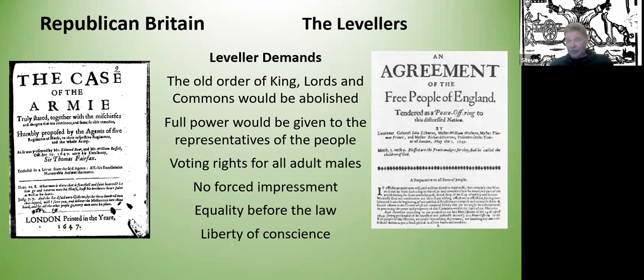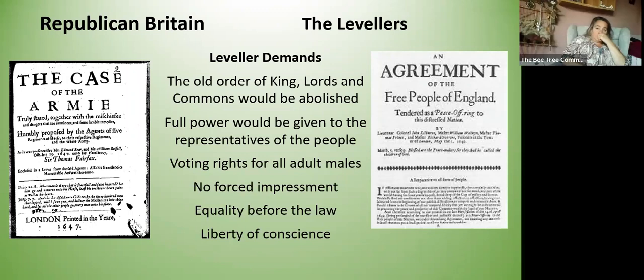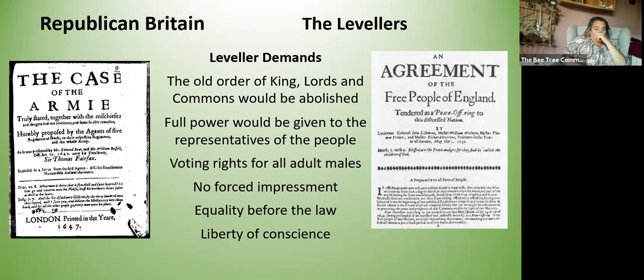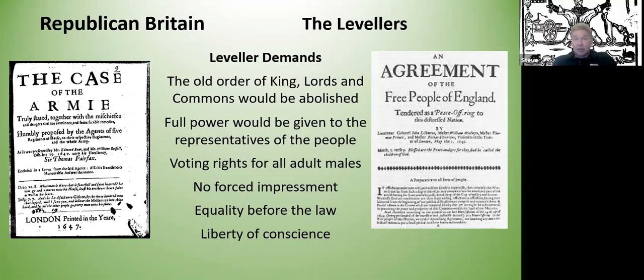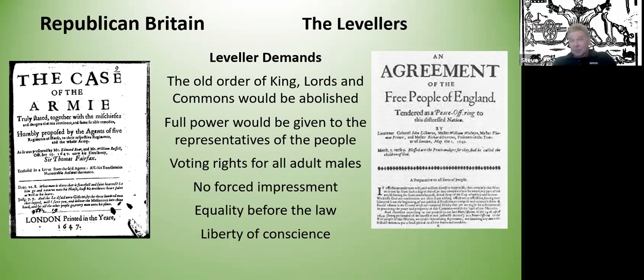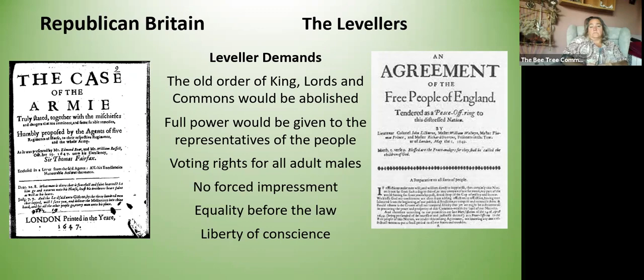In response to the rejection, the Levellers presented a new document, the Agreement of the People. This went even further than the previous one. It went beyond the issues of the day and wanted the old order of king, lords, and commons to be abolished. It wanted political representation of the people, no forced impressment, voting rights, equality before the law, and liberty of conscience. In other words, religious freedom.